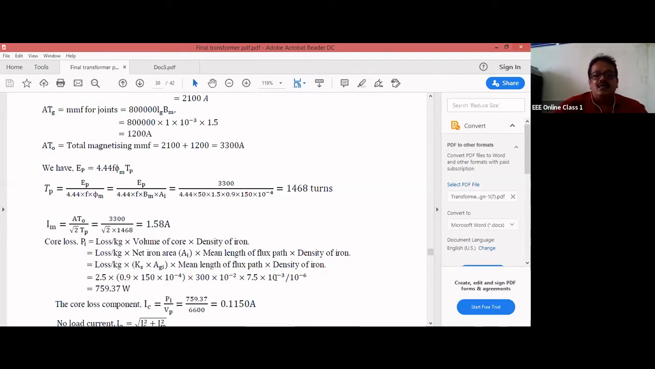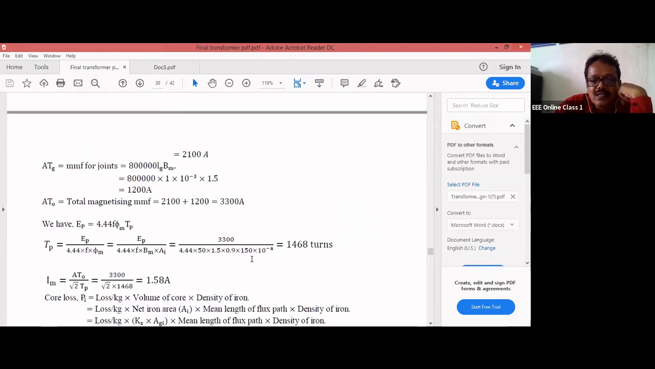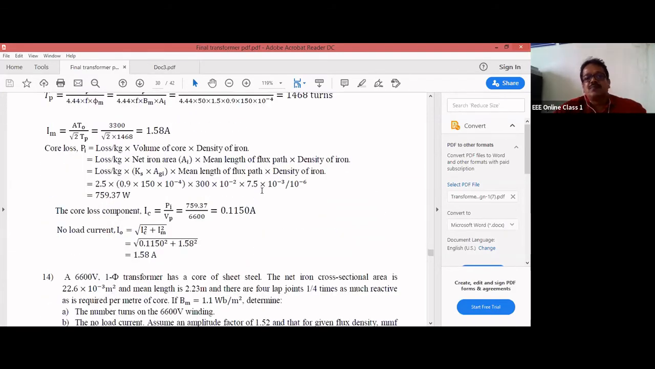And here density of iron. Density of iron is given here as specific gravity of core material. It's also equivalent to density of iron, the same thing with different names. Here it is given as 7.5 gram. You convert into kg, 10 power minus 3. Here centimeter cube, convert into meter, 10 power minus 6. Do the conversion, so 7.5 into 10 power minus 3 divided by 10 power minus 6. If you solve this one, what you get now?